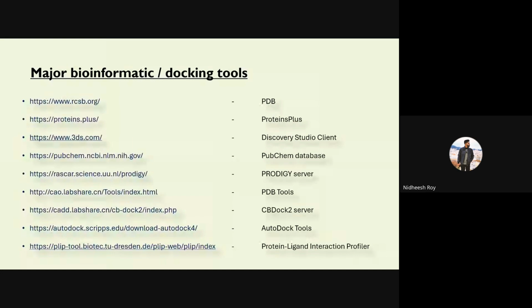Finally, after docking, we need to interpret results. The Protein-Ligand Interaction Profiler, or PLIP, helps identify and visualize key interactions such as hydrogen bonds, hydrophobic contacts, salt bridges, and pi-pi interactions, allowing us to move from docking score to biological interpretation. Taken together, these tools form a typical docking pipeline, from structure retrieval through preparation and docking to interaction analysis. You don't need to master all of them at once, but understanding where each tool fits is essential for conducting a meaningful docking study.